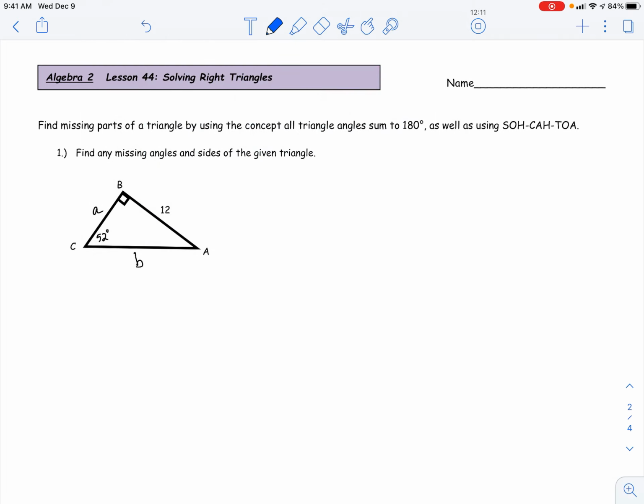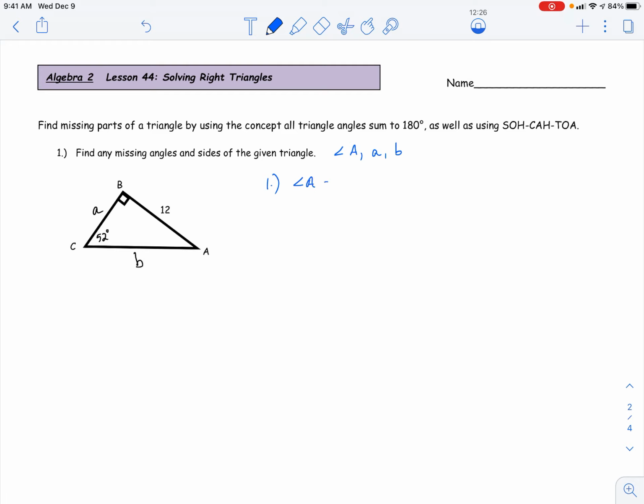Let me grab my blue pencil here. All right, so the first thing we want to do, we have to figure out any missing parts, and what they really want to know is what is the measure of angle A, side A, and side B. So that's what we're going to be looking for.